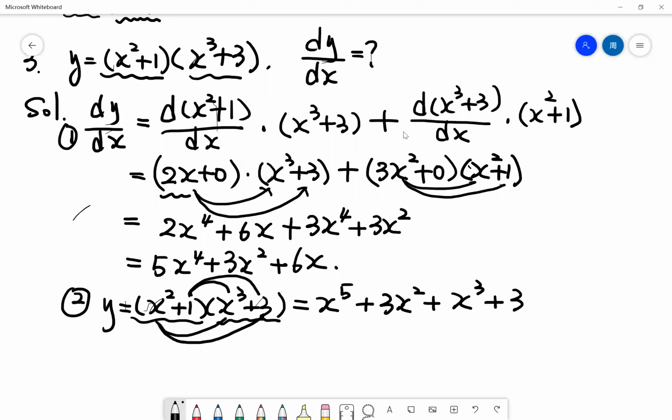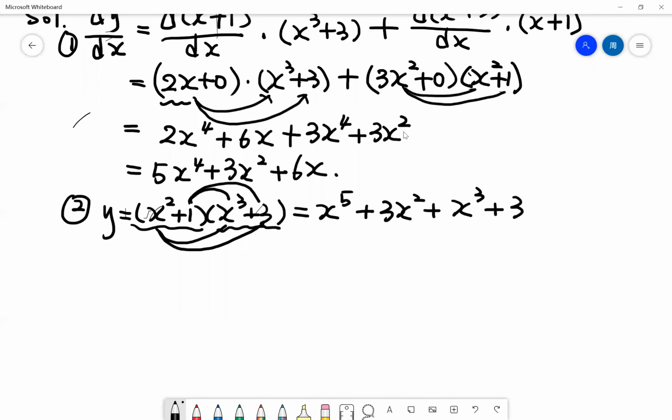So can you understand this step? Yes. Okay.